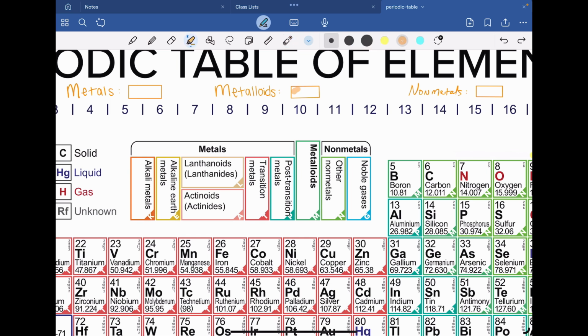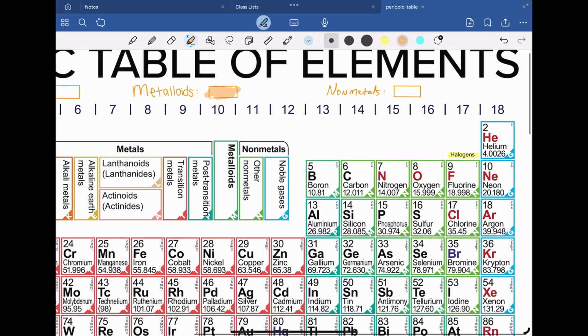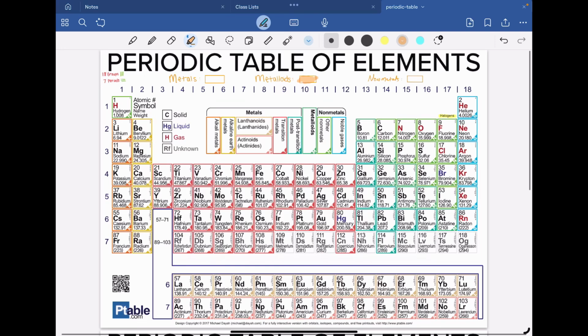For me, I'm going to have my metalloids be this color here, and I'll show you where we put the metalloids. I'm going to start with the metalloids just because they split the periodic table nice. So here's our first metalloid. It's boron. So I'll highlight boron there. After that, we're going to go down to our next period, period 3. And in period 3, we have silicon as our metalloid.